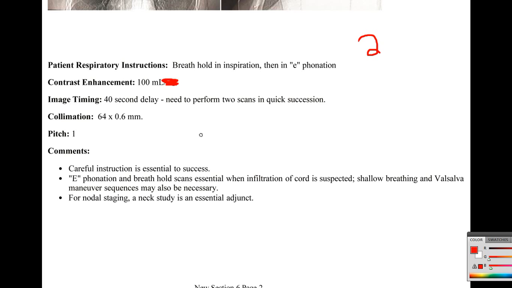And basically, we also see for nodal staging, a neck study is an essential adjunct. It's essential that we do the scan if you're wanting to stage some type of cancer in this area. And so this becomes very essential.